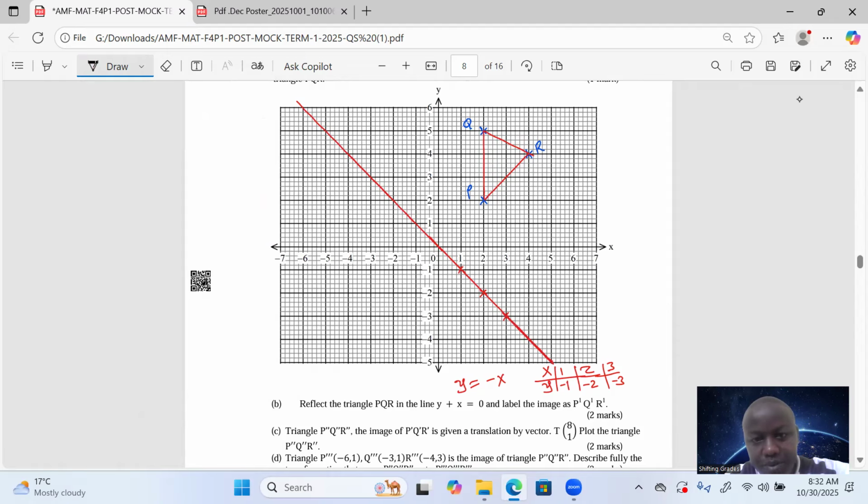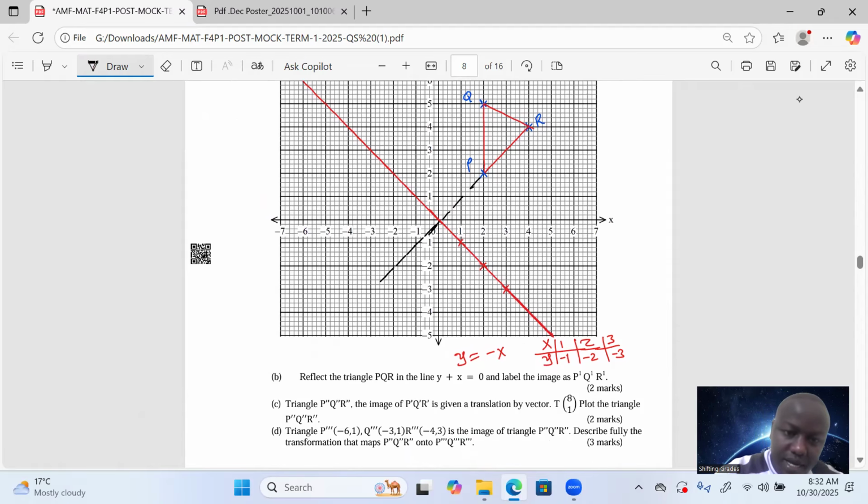So we connect P to the mirror line. Then we move an equal distance on the opposite side. And now using your compass, you can mark the distance here. So that becomes our P prime after reflection. And you do the same for the next coordinate.